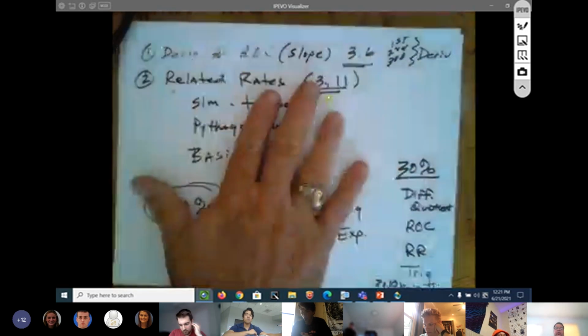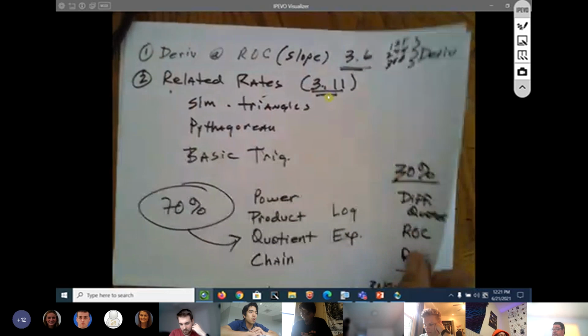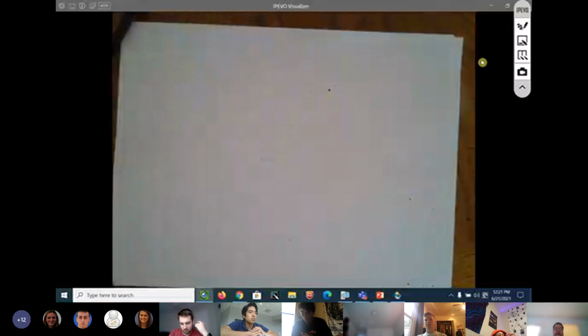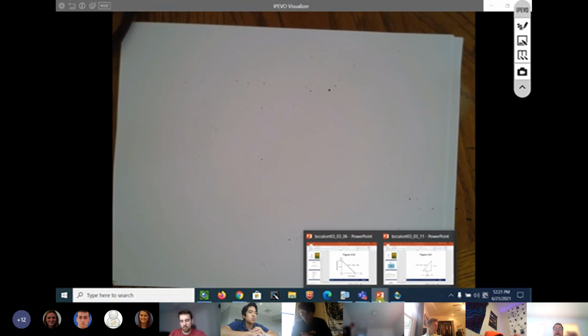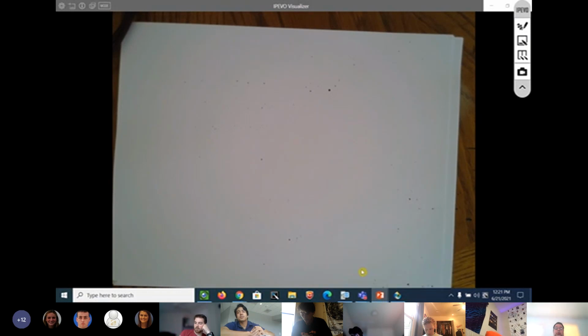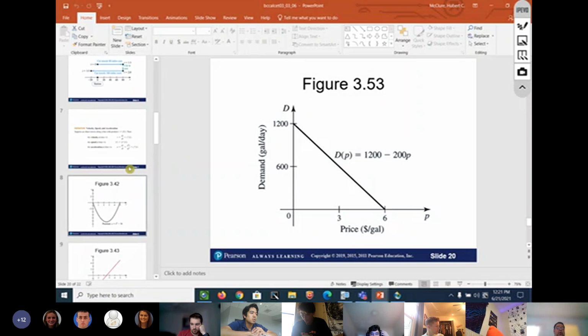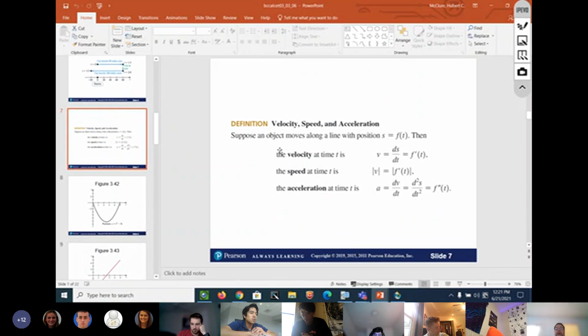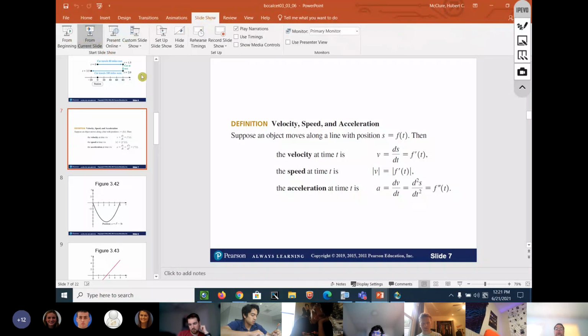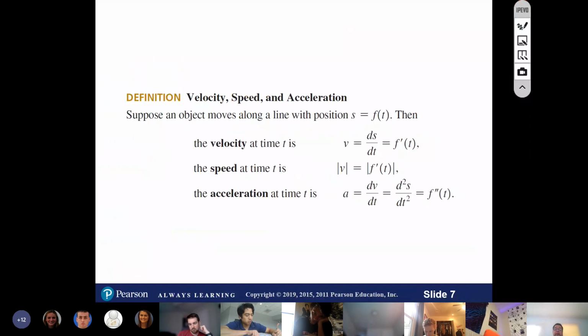So let's get started with related rates. Now, before I get started with related rates, I want to show you one thing you need to write down, and it's very important that you write it down. There's only one slide that's very important. And there it is right there. So I'm going to give y'all a chance to write that down, and I'll explain it. Go ahead and write: third derivative is the jerk.